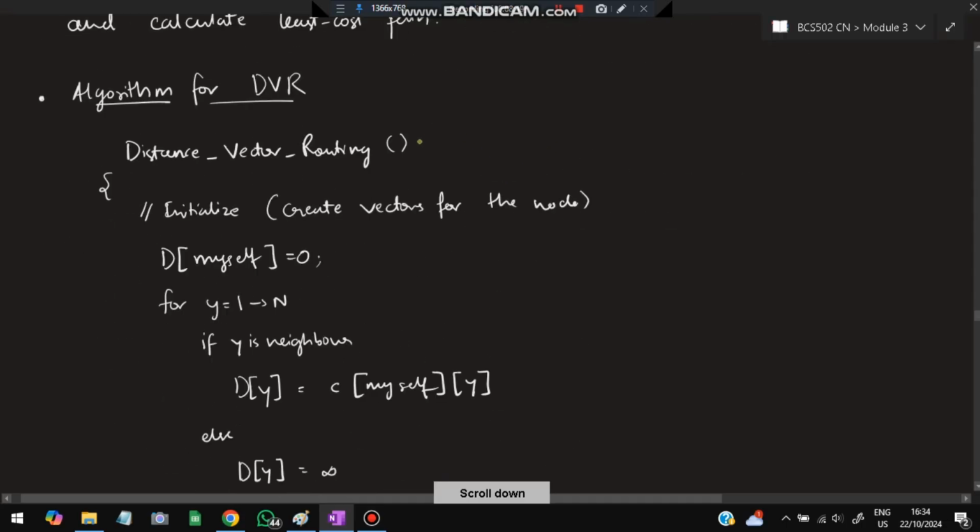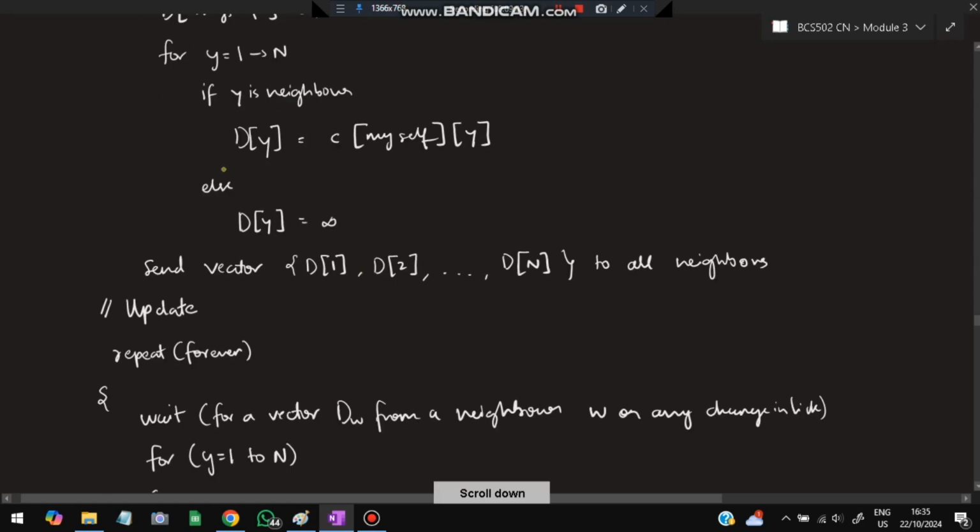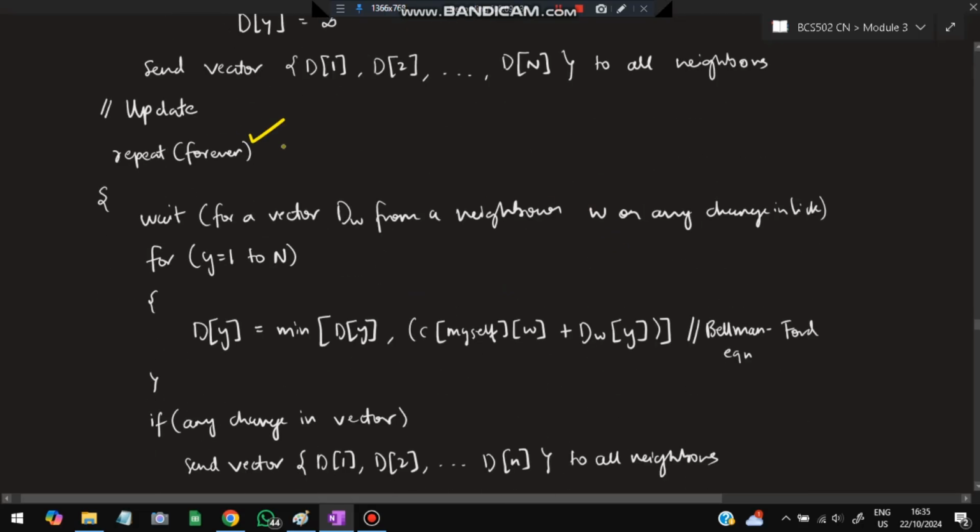And here we use the Bellman-Ford equation. So first we assign the D vector here as 0. We loop from 1 to n, and if y is a neighbor, we calculate the cost of y and store it here. And if it is not a neighbor, it can't be reached, so the cost will be infinity. After you have done this for all of the neighbors, send the vectors to all the neighbors, so that all of the neighbors will be aware of the cost from itself to the other nodes. After that, repeat forever until you find the least cost.